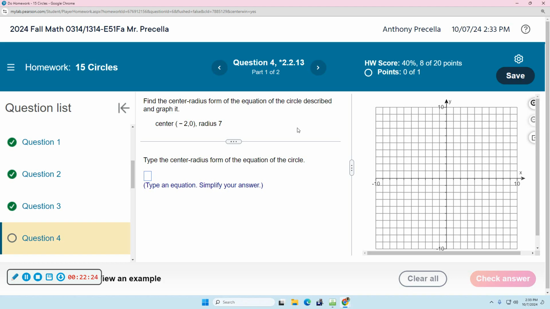Look at number 4. It's the same type. They give us the center. This time it's centered at -2, 0. And the radius is 7. And we have the same instructions. Write the equation and then draw the graph. Well, no, they don't ask us to draw the graph, but they must want. Oh, yes, they do. Right up here. Yeah, they do ask us to graph it. So it is the same instructions.